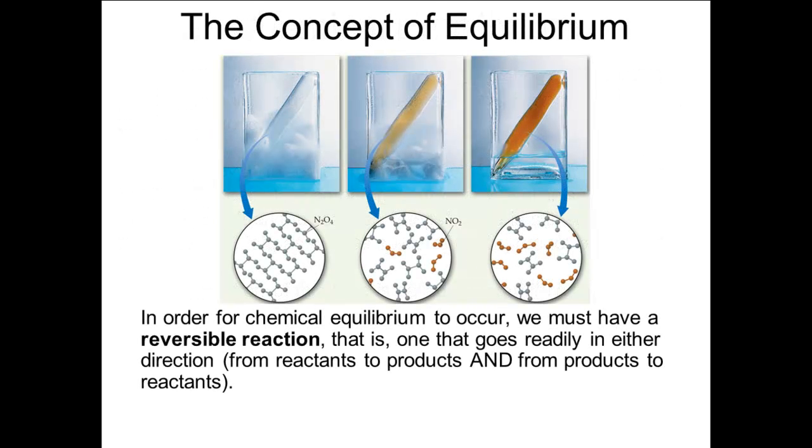In order for the chemical reaction to occur, we must have a reversible reaction, that is, one that goes readily from the reactants to the products and from products to reactants. At equilibrium, reversible reactions must be able to occur in both directions. In part, this means that the products cannot escape from the reaction vessel. If there are gases present, then the system should be a closed system that does not allow the gas to escape from the rest of the reactants and products.